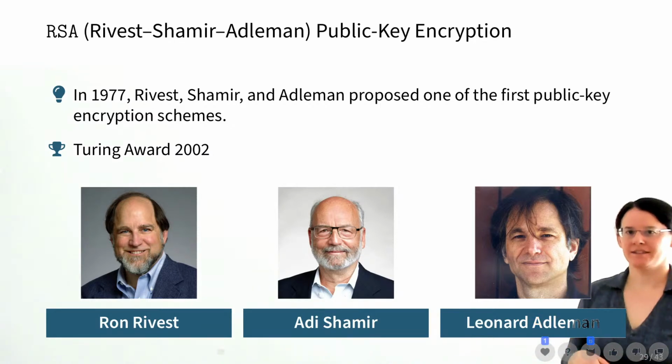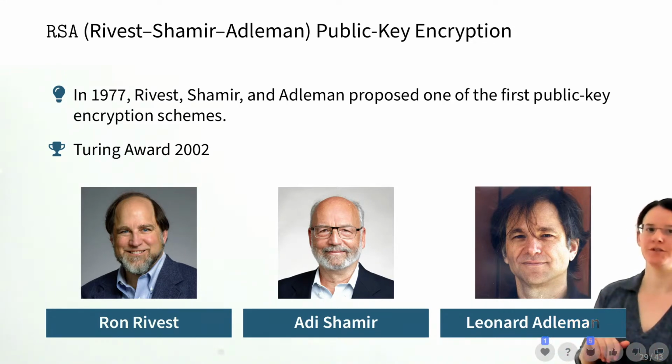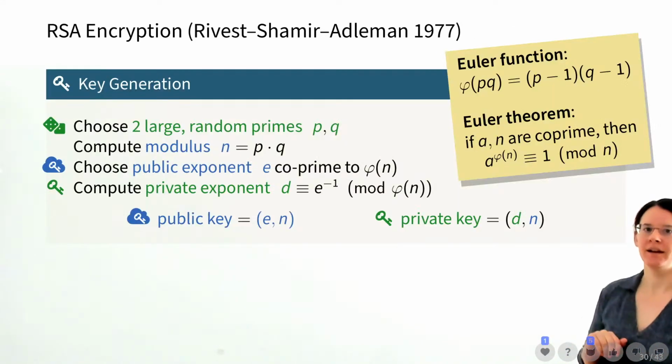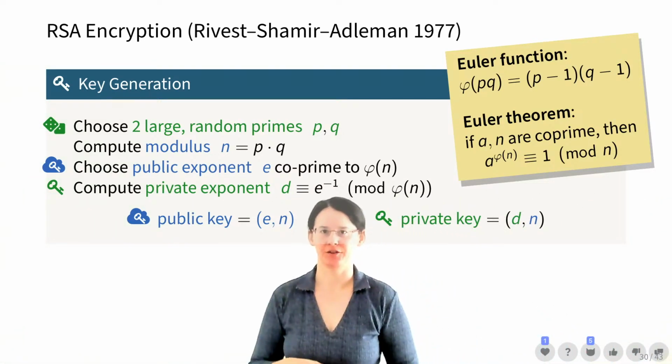So, what does this algorithm do, and what do the three partial algorithms look like? Key generation, encryption, and decryption. Let's first look at the key generation, which is by far the most complicated part actually.